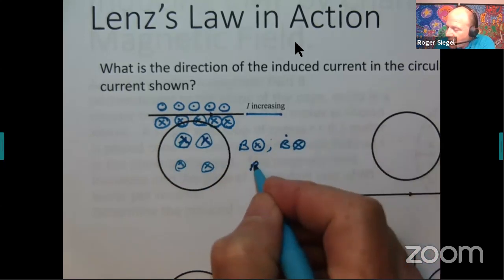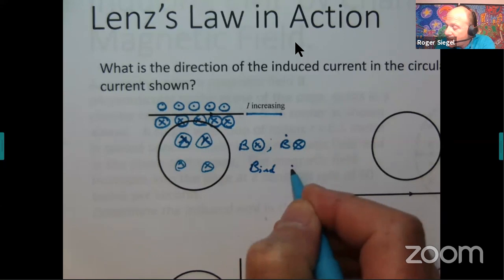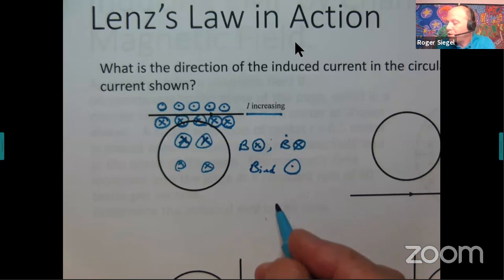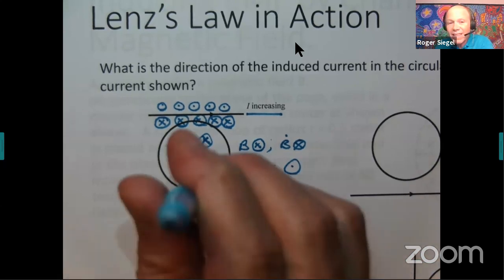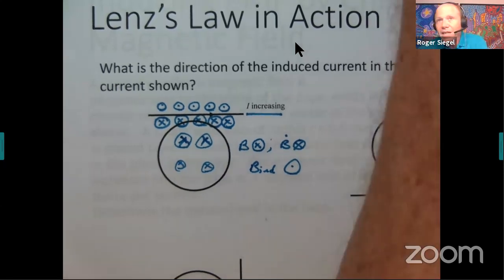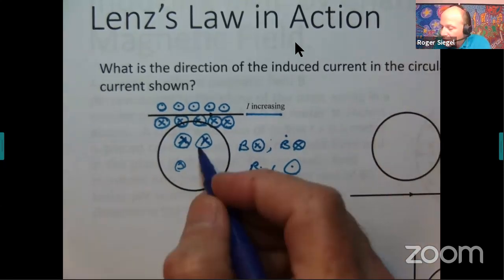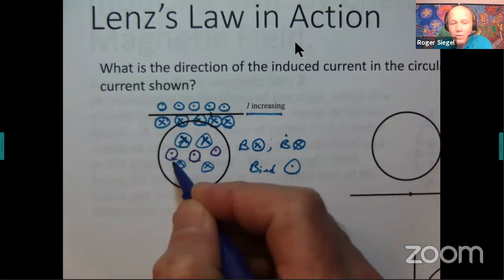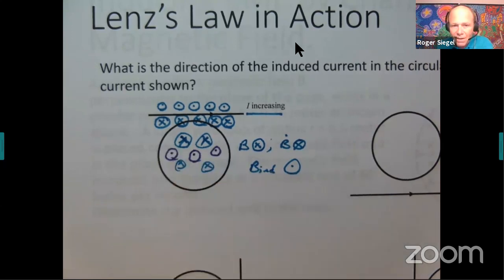That means B induced is out of the board, out of the paper. That means that there's going to be an induced EMF going this way, opposite of these guys. And that induced EMF, I'll go ahead and draw it here, dot circle, that's coming out of the board. That's my induced B field.